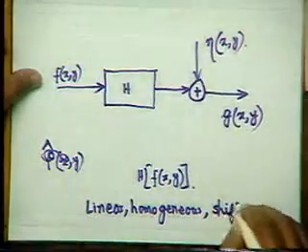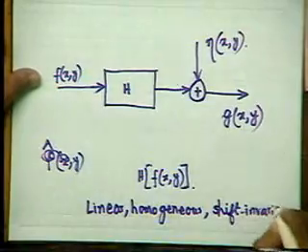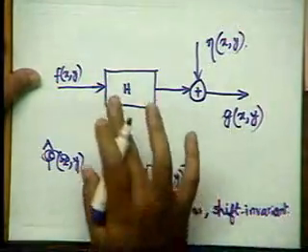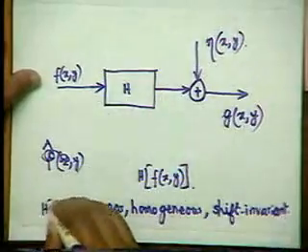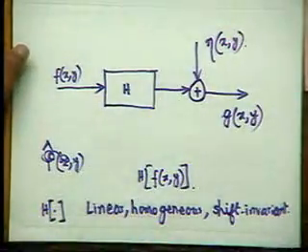And the third property, again a very important property which we will make use of, is that the system is shift invariant. That is to say, if we vary the position of (x,y), the response is not going to change. It is not dependent upon the spatial position, rather it is shift invariant. So, these are the three assumptions which we are making about this operator h, and with them we can do a mathematical modeling.